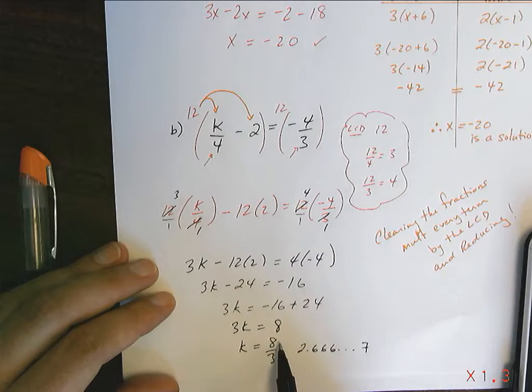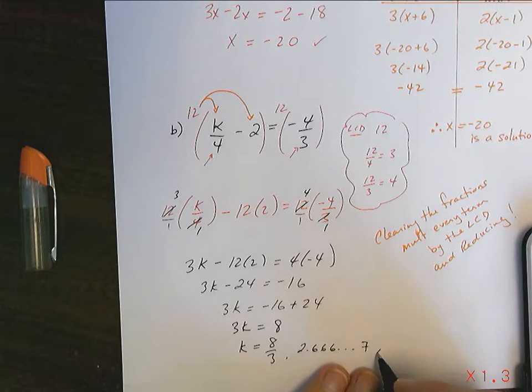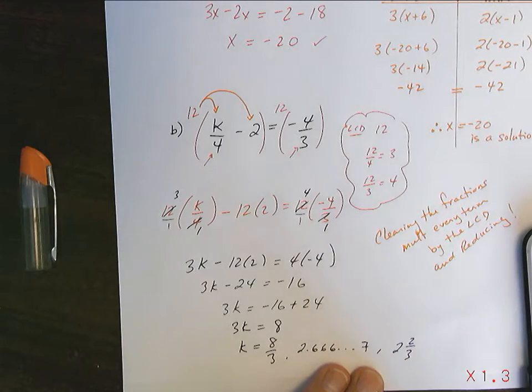Because this is an accurate answer. This is rounded. That last 6 has been rounded up to a 7. That's what your calculator will give you. This is a better answer. Please leave it as 8 over 3. And you certainly do not have to change it to this. We don't need it to be put into mixed fraction form. We'll leave it as 8 over 3.